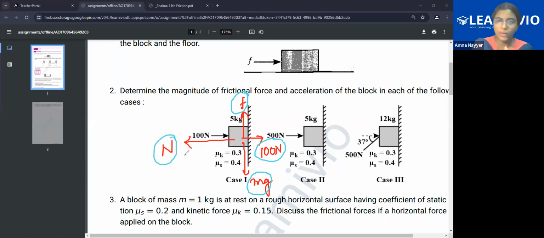Now we have mu k with us. Now we have mu s with us. Mu k we use to get the acceleration part, kinetic friction, which is in the motion part only. And mu s we have for the static friction. Now, what can we write?